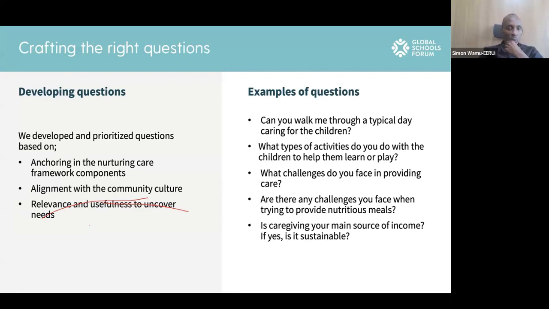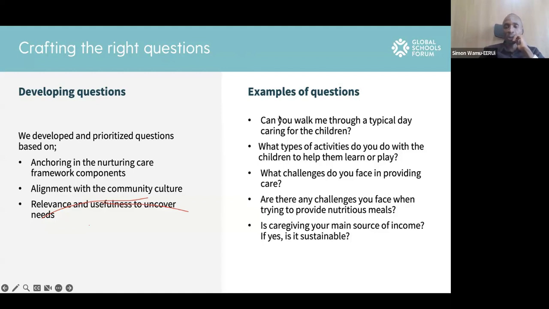The process of developing questions was very intentional because, as I said before, we wanted to implement the nurturing care framework, so the questions we developed were anchored on it. We also wanted the questions to align with the community culture, because we understand some of the dynamics within the community, and we wanted them to align with what they are used to and what was relevant for them, to uncover the needs we wanted them to help us identify.